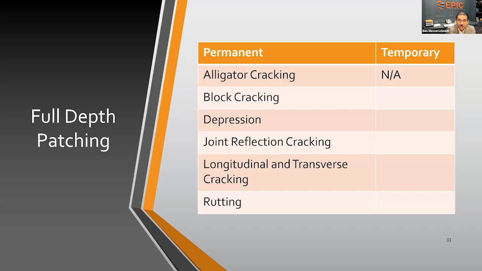So you see here, from the permanent standpoint, we have the alligator cracking, block, compression, joint reflection cracking, longitudinal, transverse, and rutting. From a temporary standpoint, full depth patching certainly is nothing temporary. You're going to be impacting the pavement structure itself, not just the actual friction course, that top section. So that's what we have over there.